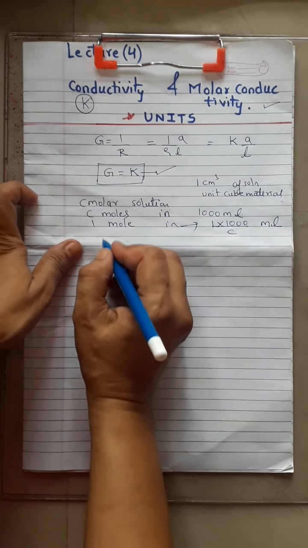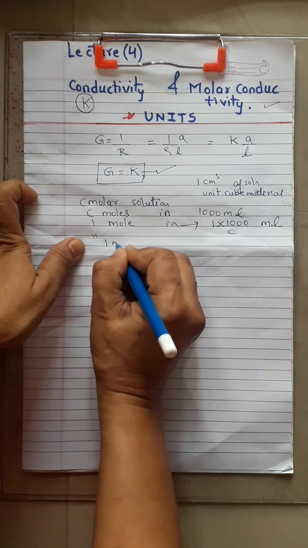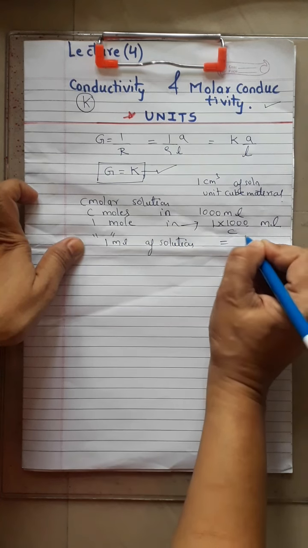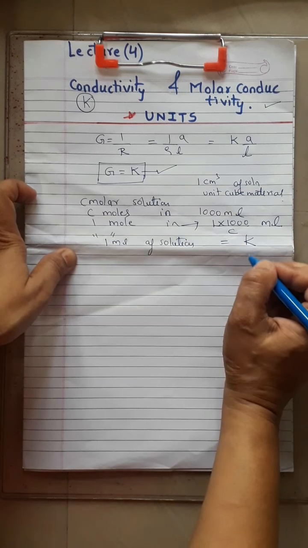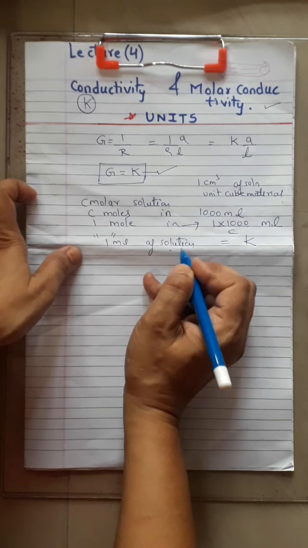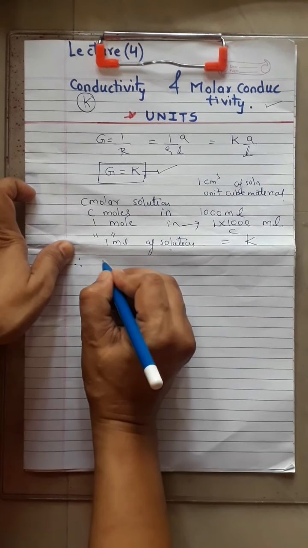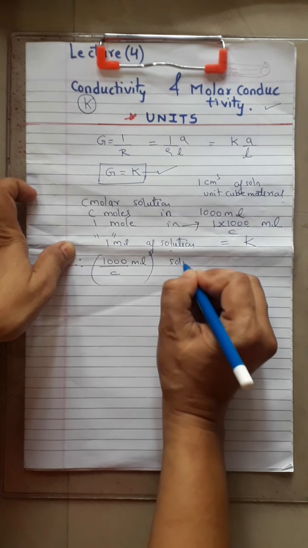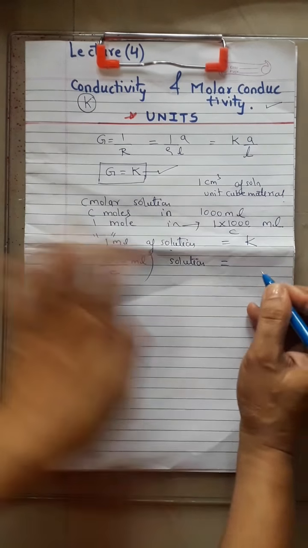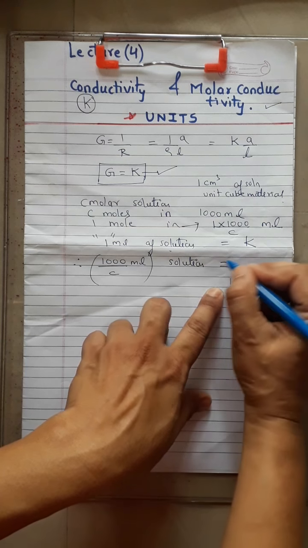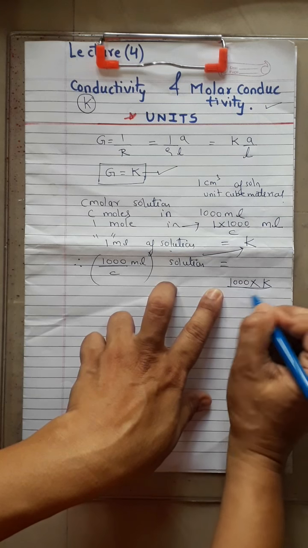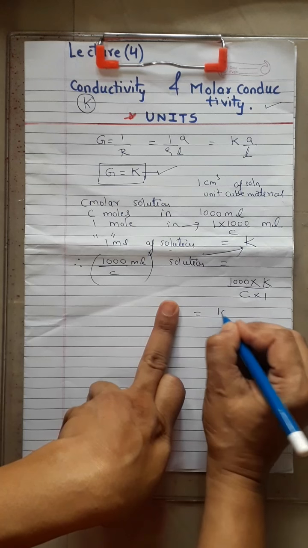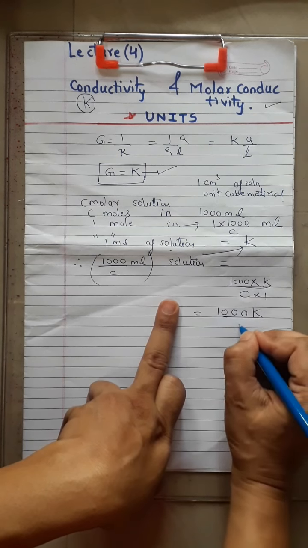Now 1 ml of solution's conductivity is K. Okay, that is kappa. K is also called kappa. So 1 ml solution's conductivity is K. Therefore 1000 upon C ml solution's conductivity would be 1000 upon C into K upon 1. That is 1000 K upon C.